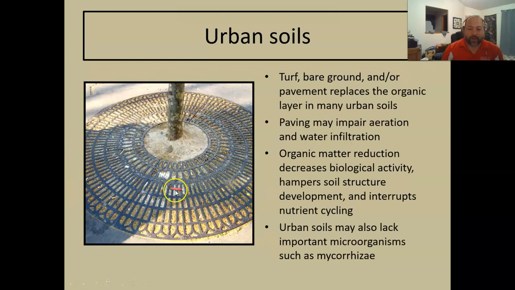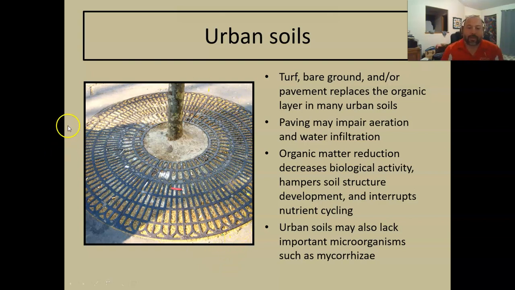So here's a good example, right? It's hard to have an organic layer when it looks like this. You can still get water in here, you can still get air in here, and they're using this metal grate, which will hopefully keep down on compaction of the soils, but you are lacking that organic layer. So it depends on what exactly you're looking at in terms of your urban soils. But turf, bare ground, and/or pavement may replace that organic layer.